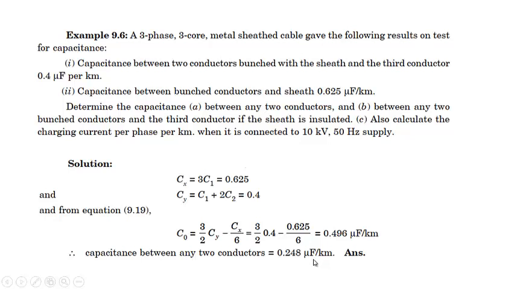You know, before, when we calculate the capacitance between conductors, we first calculate the capacitance between conductors, and then for conductor to neutral, we simply multiply that by 2. Here we know the capacitance between the conductor and neutral. Here we have to calculate between the conductors, so we simply have to divide by 2.